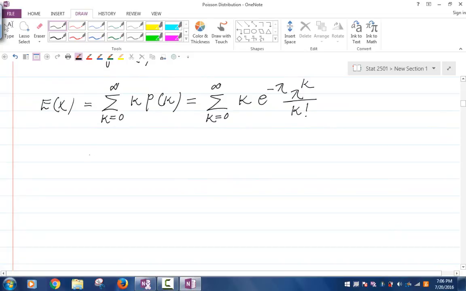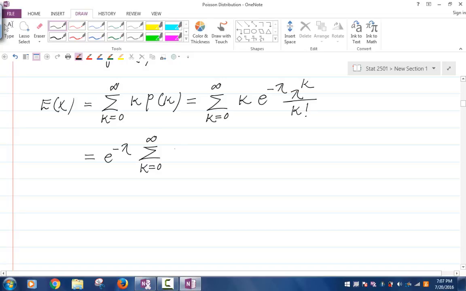So notice that this is equal to e to the minus lambda, and the sum doesn't depend on k, so we can factor that out. E to the negative lambda is factored out of the sum, and then what we have is the following.